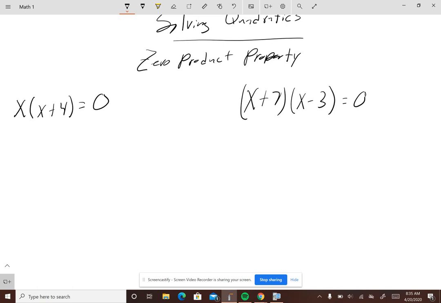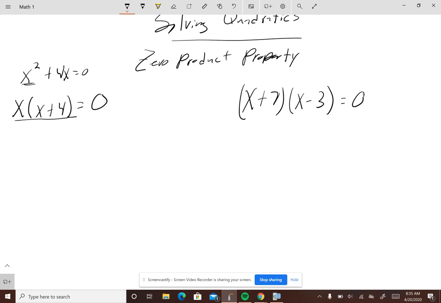In this case, let's think. This is just a quadratic, right? Let's look at this one. That has been factored. So if I were to distribute, I would have x squared plus 4x equals 0. But we don't know how to solve that, so that wasn't really helpful, but it does show us that this is definitely a quadratic. We've got an x squared term. But how do we want to solve this?